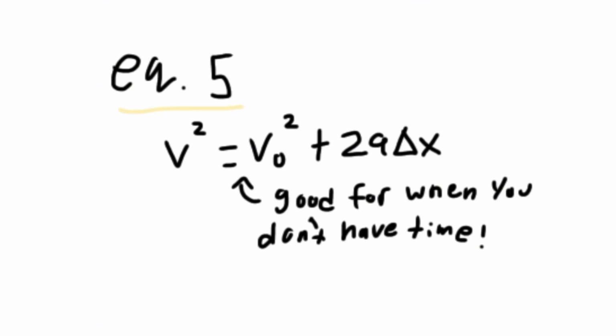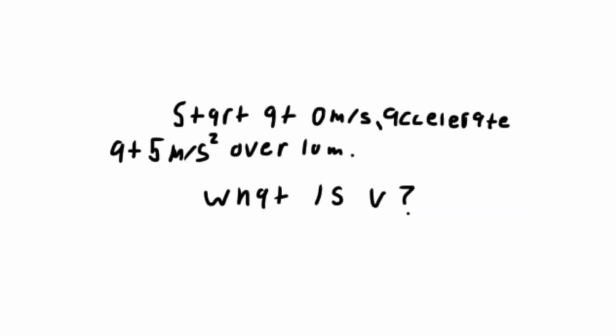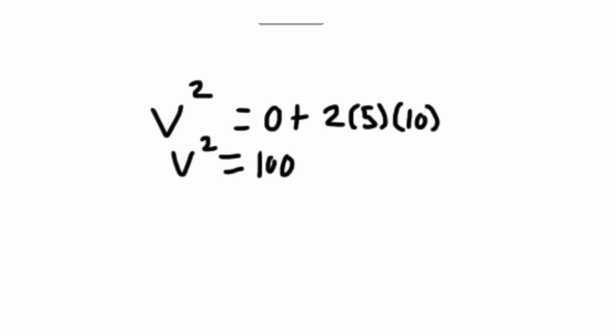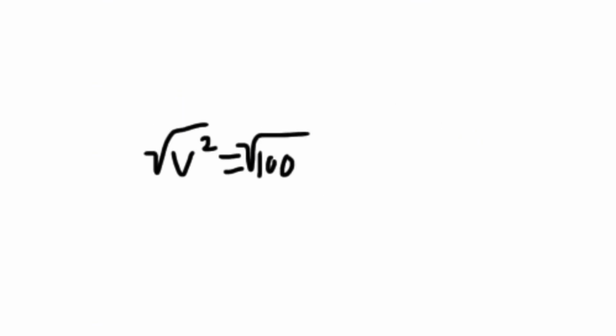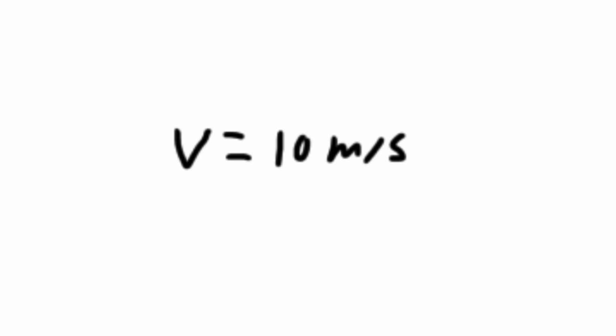And equation 5 is final velocity squared is equal to initial velocity squared plus 2 times acceleration times displacement. Now let's do this example. Say you start at 0 meters per second, you accelerate at 5 meters per second squared over 10 meters. What is your final velocity? Well, once again, we're just going to go ahead and plug in what we're given, square root it, and we end up with final velocity is equal to 10 meters per second.